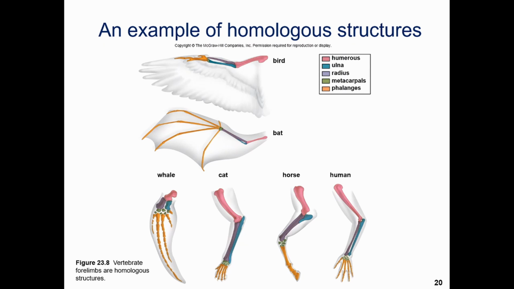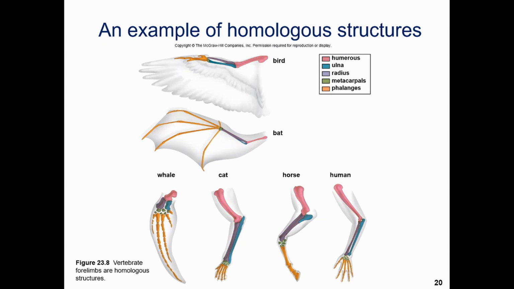Let's look at the homologous structures, since those ones really do provide us some good key evidence that shows that these organisms have a common ancestor from their past. So if we look at the wing of a bird, of a bat, the flipper of a whale, the leg of a cat, of a horse, and the arm of a human, all of these structures, these forelimbs, are going to perform different functions, and on the outside they do look very different.